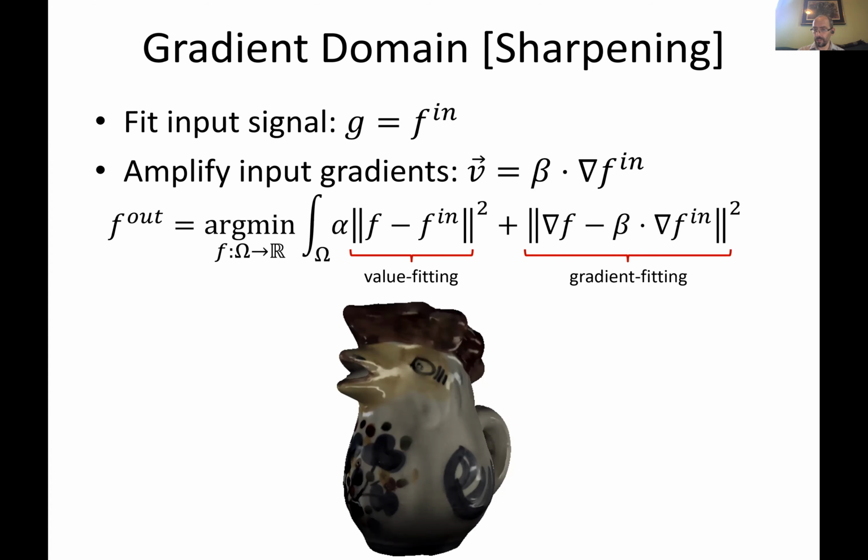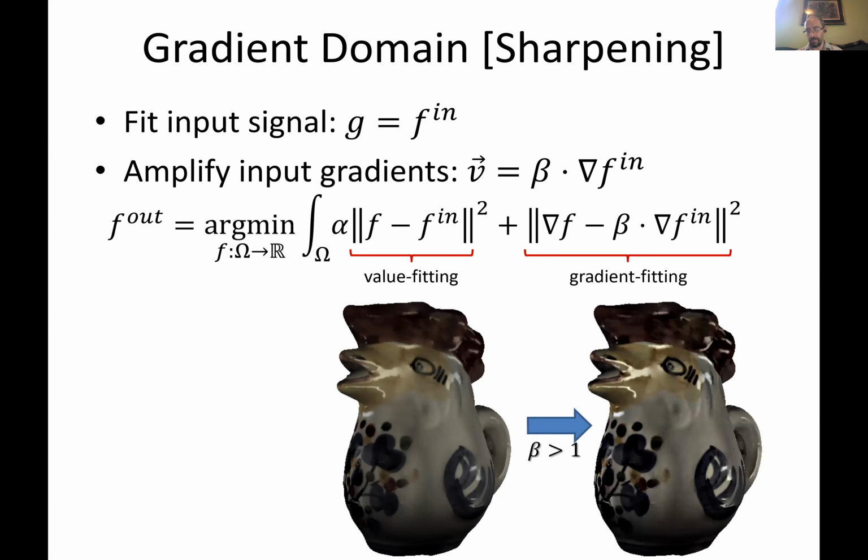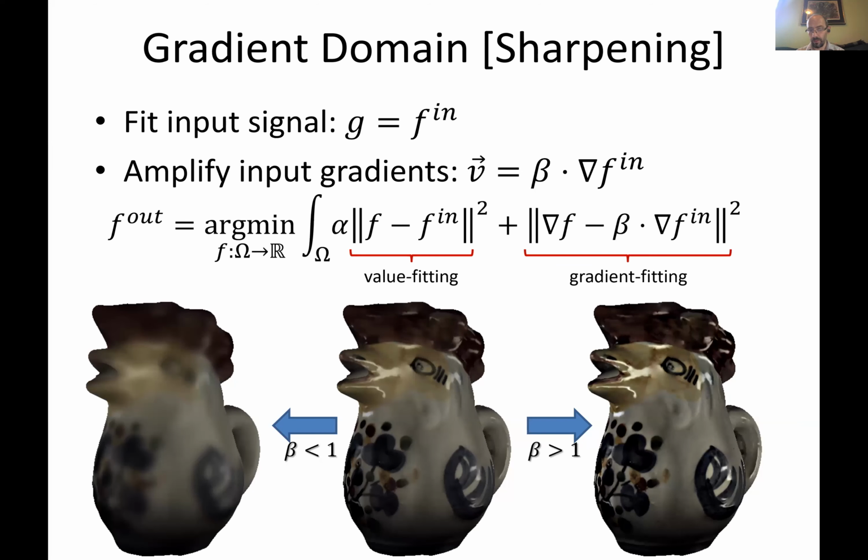If I have a signal on the surface, I can ask for another signal that on the one hand looks similar to it, but whose gradients are amplified versions of it. If I make beta bigger than 1, I will make it sharper. If I make beta less than 1, maybe 0, then I get a smoother image. So I can do image smoothing. In fact, as I let beta go to 0, this is a very classical notion of smoothing called heat diffusion.